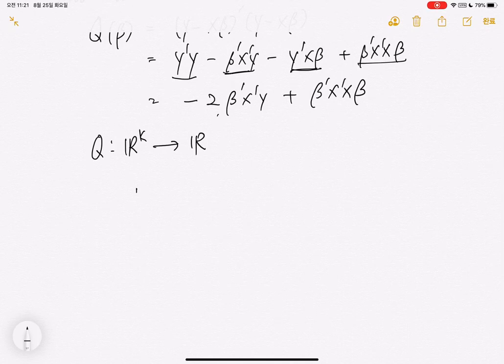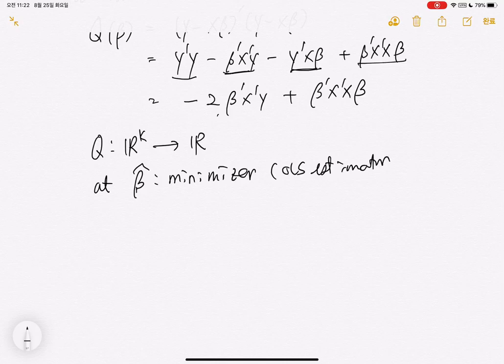Okay. So we want to find the minimum. As you already know, since this is a continuous function, minimization involves the first order derivative being 0. So at our beta hat, the optimizer, minimizer, or OLS estimator, we know partial Q of beta hat over partial beta is 0. What do I mean by this notation?